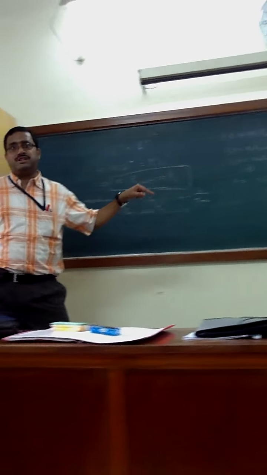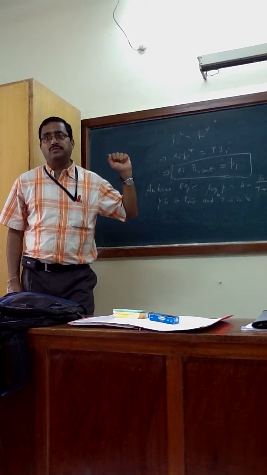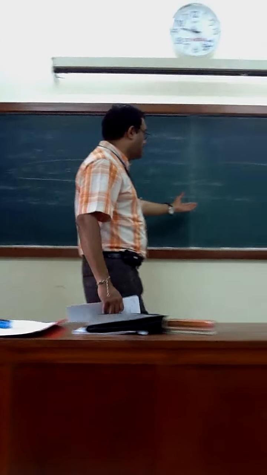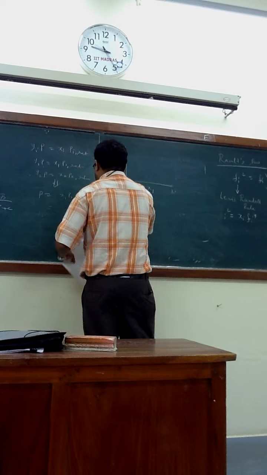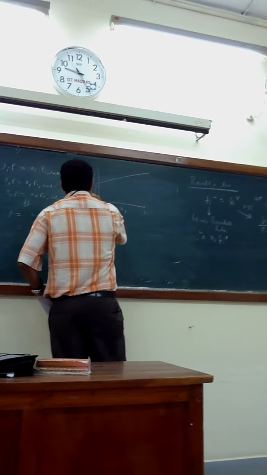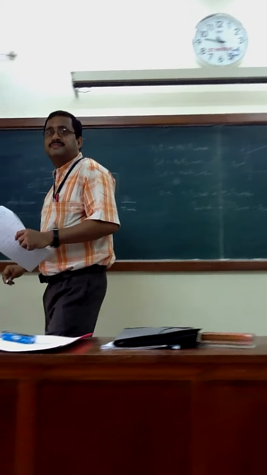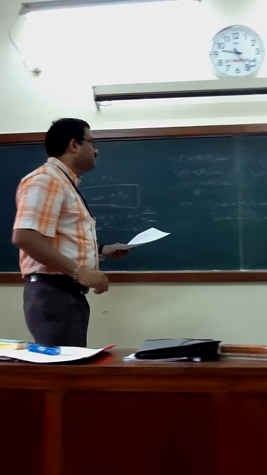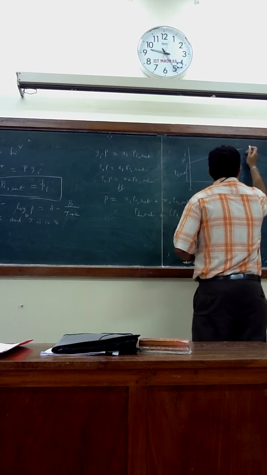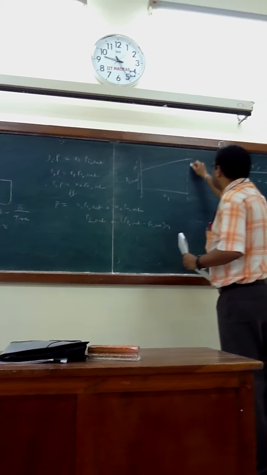First, the temperature is constant, so P1 sat and P2 sat will not change. So how will it be? It is y equals mx plus b, a straight line. The intercept is P2 sat. At x1 equals 1, it is P1 sat.